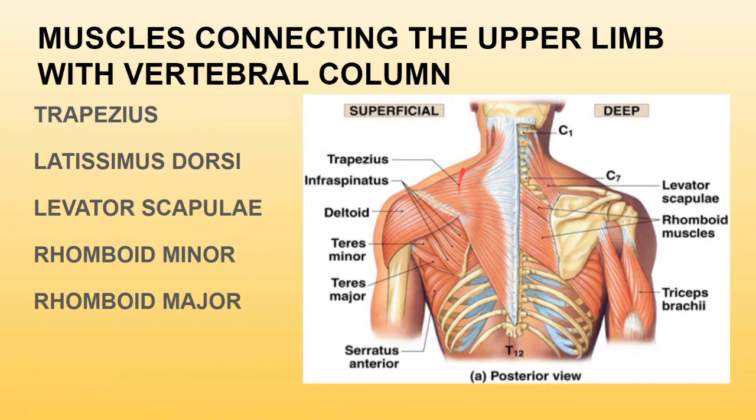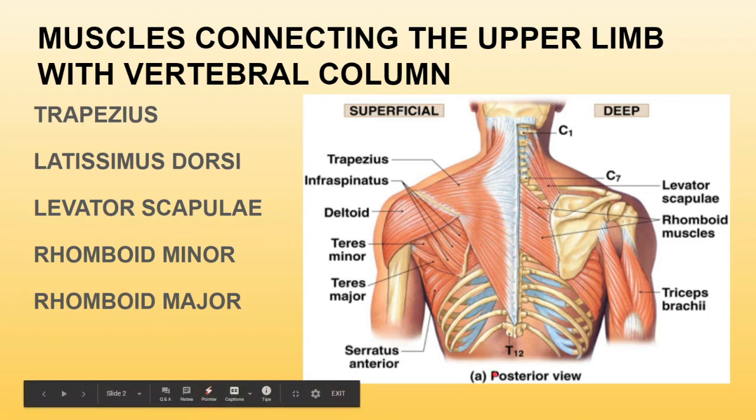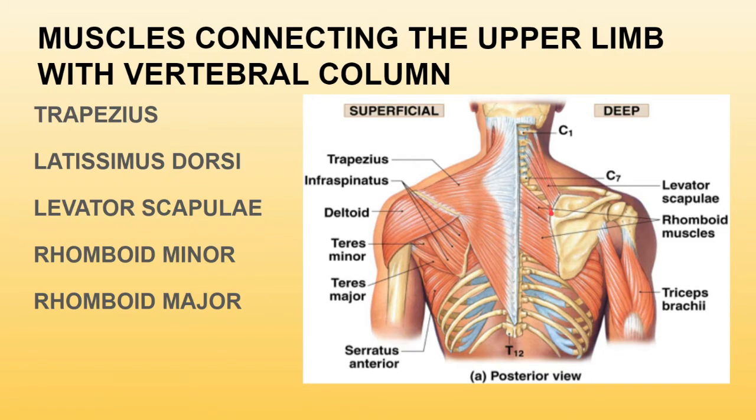Now first of all, this is the trapezius muscle. The latissimus dorsi muscle will be present somewhere over here. Then the levator scapulae muscle. This is the levator scapulae muscle. This is the rhomboideus minor and this is the rhomboideus major.